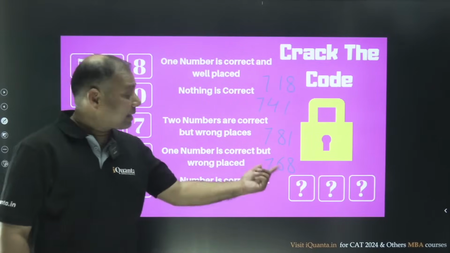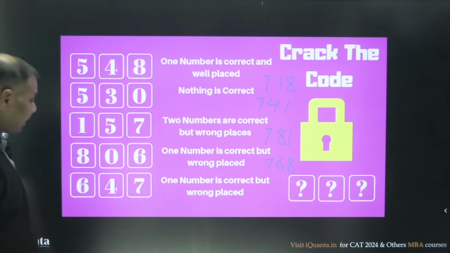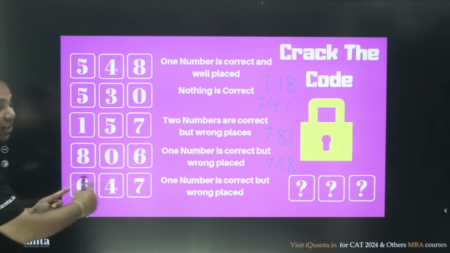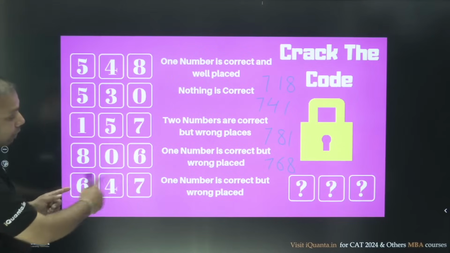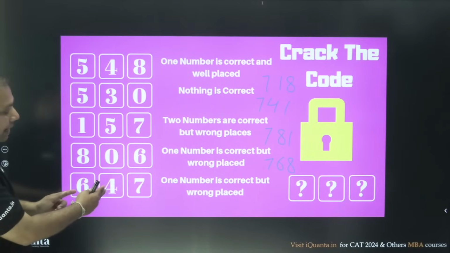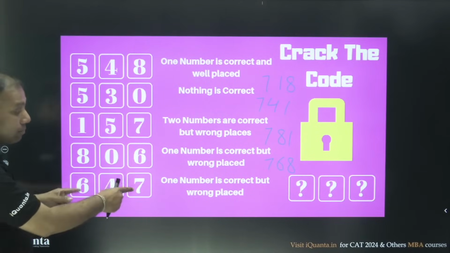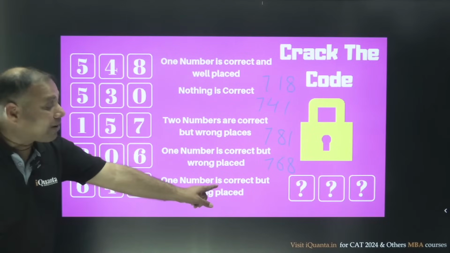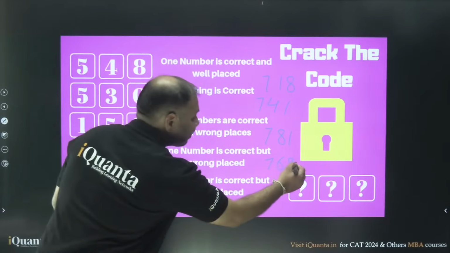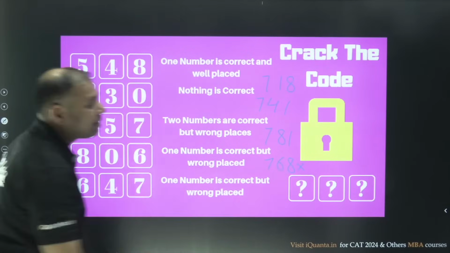Let's see. अगर ये सही answer है, 768 सही answer है, तो इन दोनों में से दो नंबर आने चाहिए थे ना. तो this 7 must be W, this 6 also must be W, और ये नहीं होगा. There must be 2 numbers correct and wrong place. But यहां पे तो केवल 1 नंबर ही correct and wrong place है, isn't it? तो certainly 768 cannot be the answer.